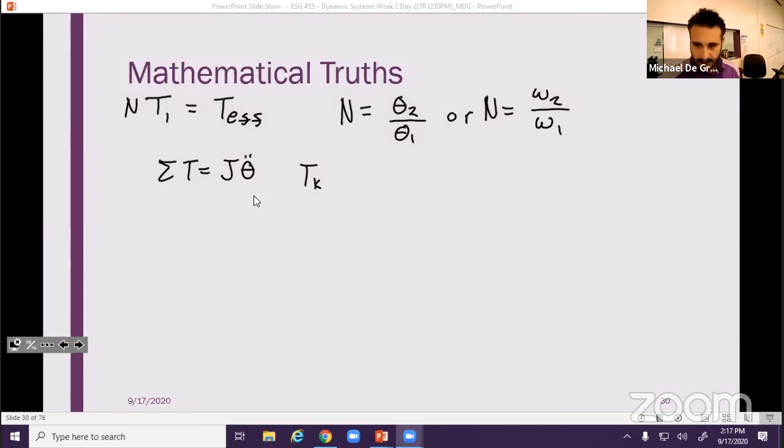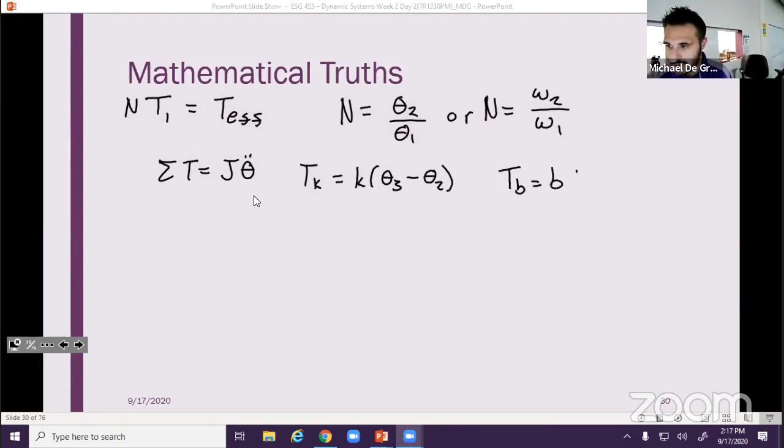I told you that I assume that theta 3 is larger than theta 2, right? So that's what I assumed. I've got TB is B theta dot 3. And those are the truths. And the thing that's really gonna come into play here is we need to figure out what J effective is.